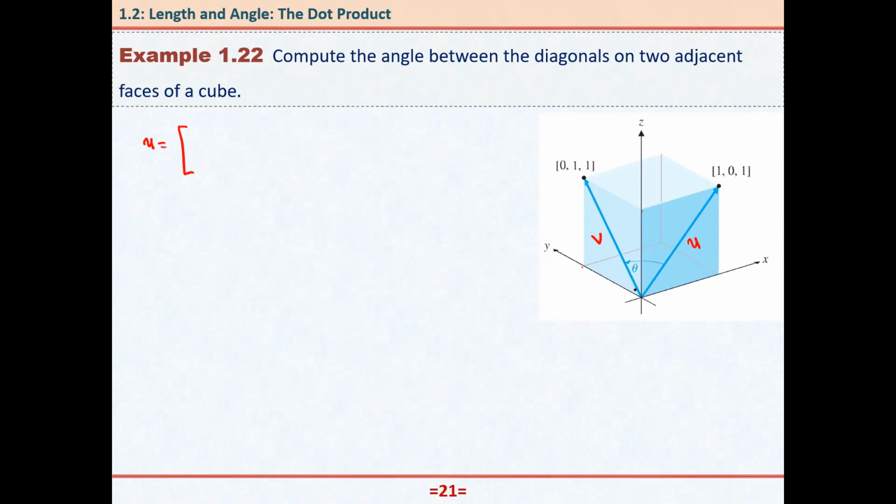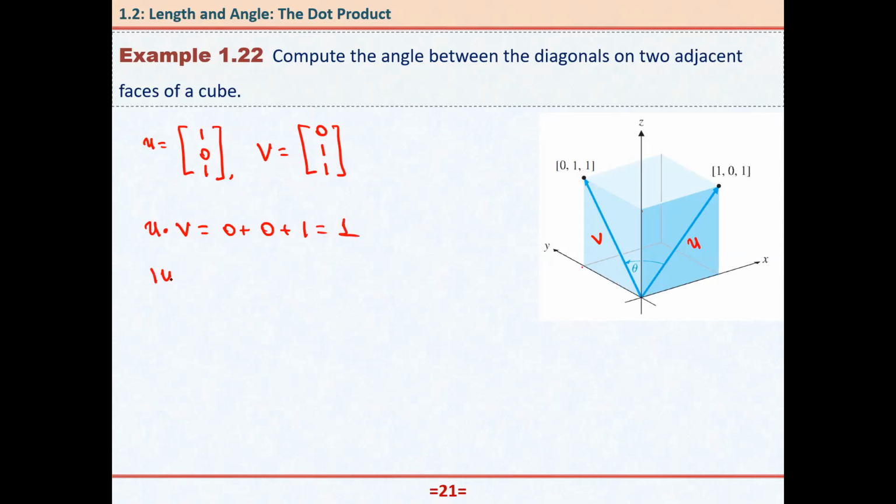This will be OA, let's say, that will be 1, 0, 1. And how about the components of vector V? That is 0, 1, and 1, right? That's it. As you see here, when we actually introduce coordinates, a lot of calculations get very, very easy. So from here, what is U dot V? That's equal to 1 times 0, that is 0, plus 0 times 1, that is 0, plus 1 times 1, which is 1, so that's equal to 1.